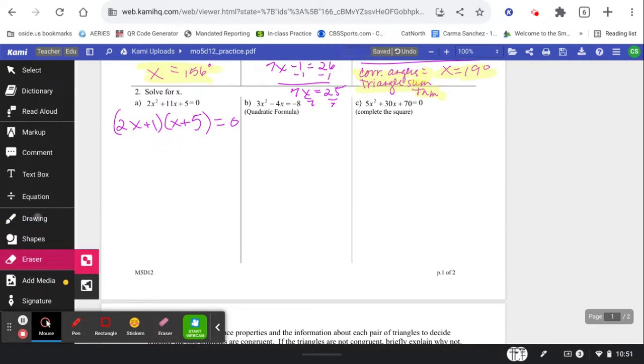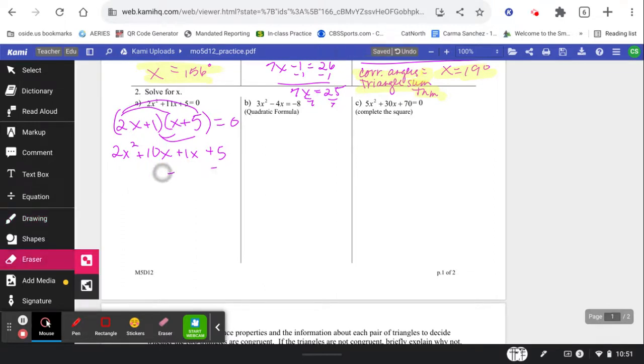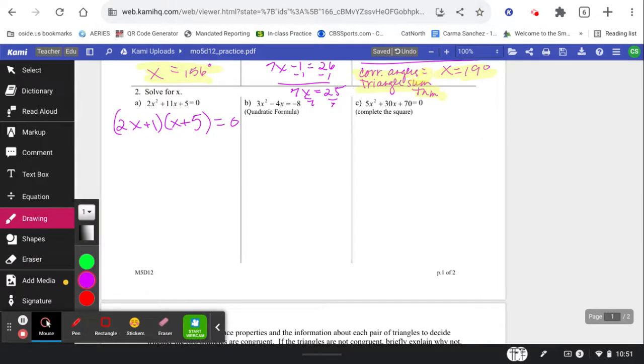So let me show you this all the way out so you can see what I mean. 2x times x is 2x squared. 2x times 5. 1 times x. 5 times 1. And there's my original quadratic. Okay, so those are my factors. This is factorable. So notice that I set the factors equal to 0, but I'm being asked to solve, so keep going.